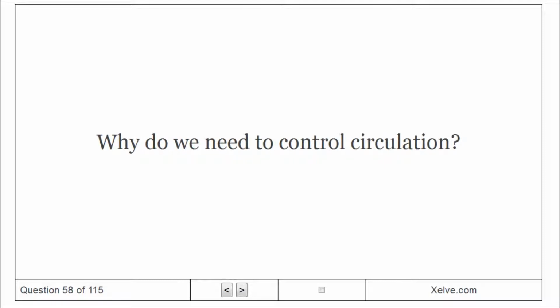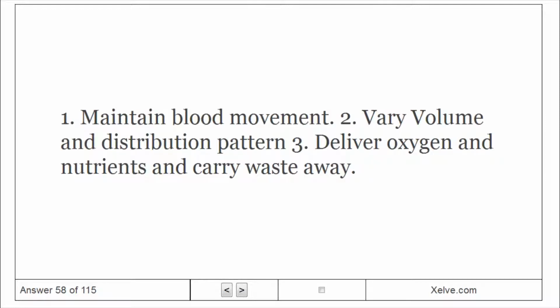Why do we need to control circulation? 1. Maintain blood movement. 2. Vary volume and distribution pattern. 3. Deliver oxygen and nutrients, and carry waste away.